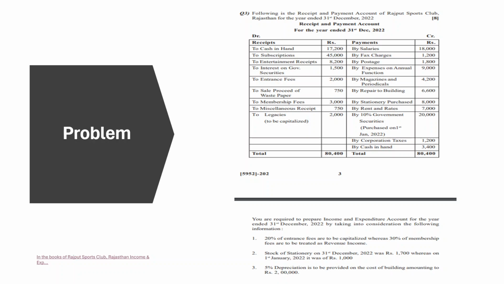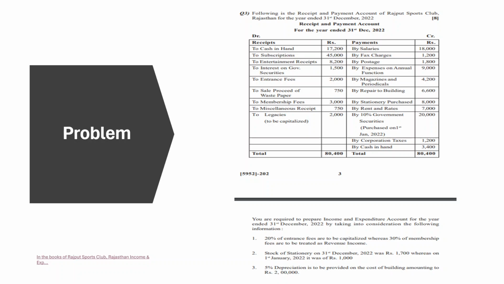So on your screen you can see this was a problem asked in the Savitribai Phule Pune University question paper, FY BCom, in the year October 2022 on the unit Final Accounts of the Charitable Trust. What is mentioned there in the problem? The following is the receipt and payment account of Rajput Sports Club Rajasthan for the year ended 31st of December 2022. So there is a receipt and payment account given of the Rajput Sports Club Limited Rajasthan for the year ended 31st December 2022.